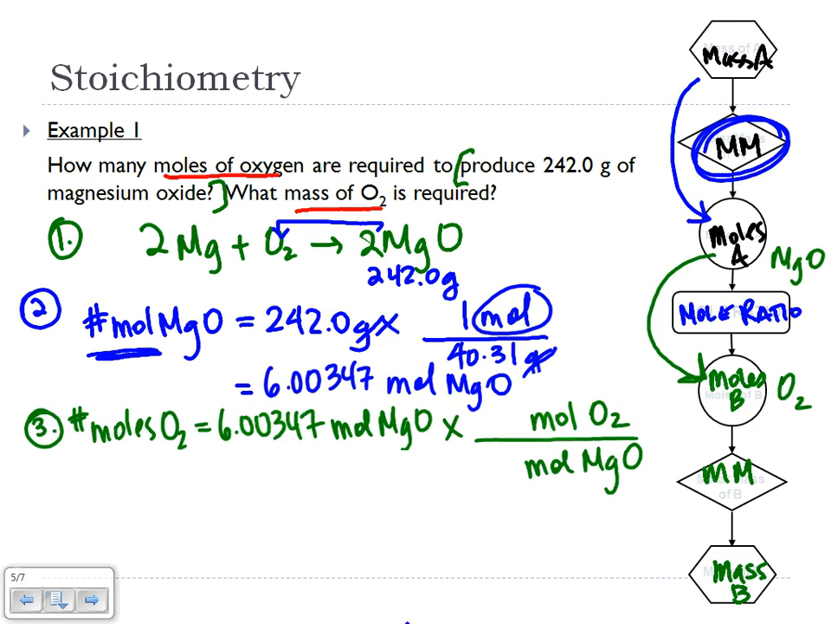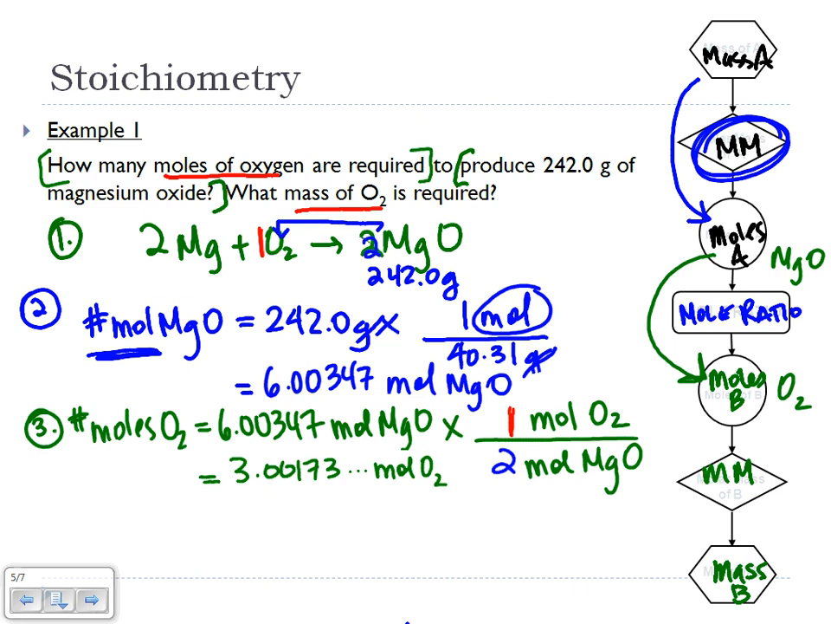They're from my balanced equation. I have a 1 in front of my oxygen, so there'll be a 1 there. And I have a 2 in front of my MgO, so I'll put a 2 there. So I take my answer, times 1 divided by 2, and I get 3.001736 moles of O2. So that actually answers this first question. How many moles of oxygen are required? I need 3 moles of oxygen to react and produce 242 grams of magnesium oxide.